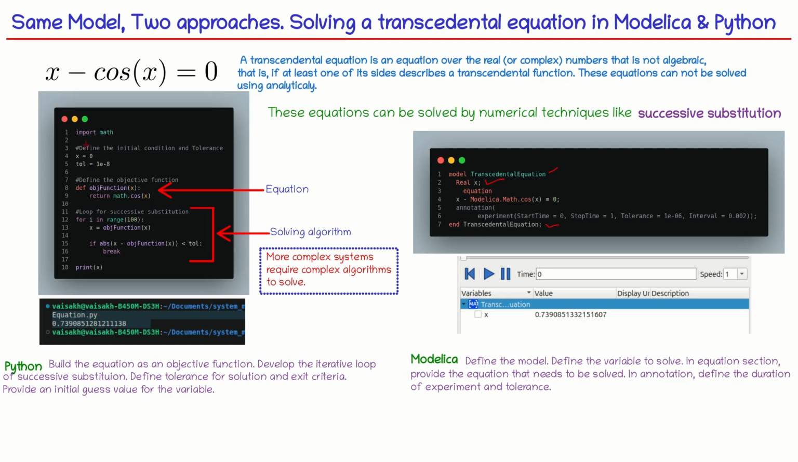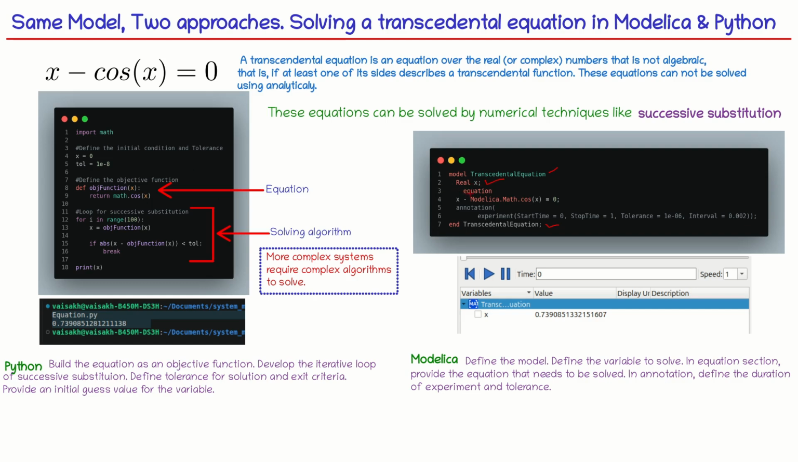So unlike in Python, in Modelica, you need to define the type of the variable. Whether it is a real number, an integer, a Boolean, or a string. This is not a dynamically typed language. It is statically typed, where you need to define the data type every time.